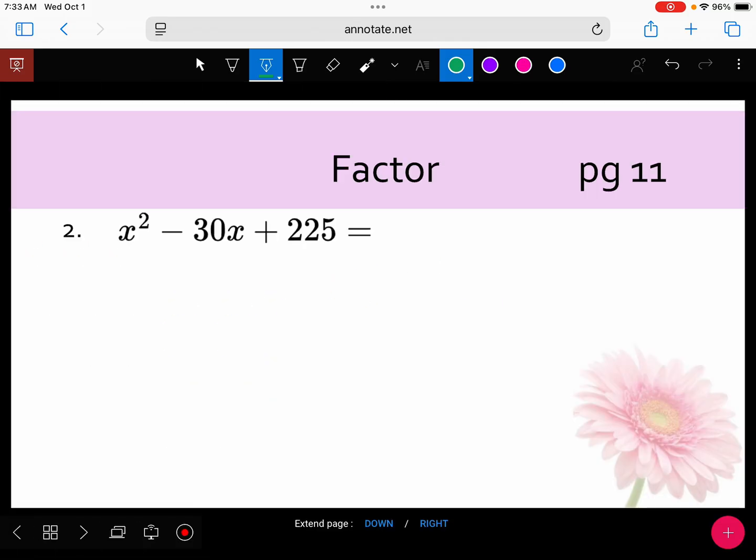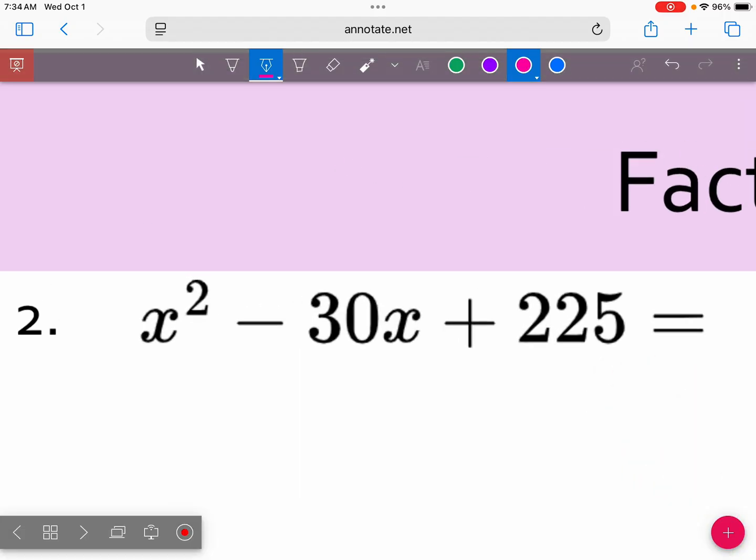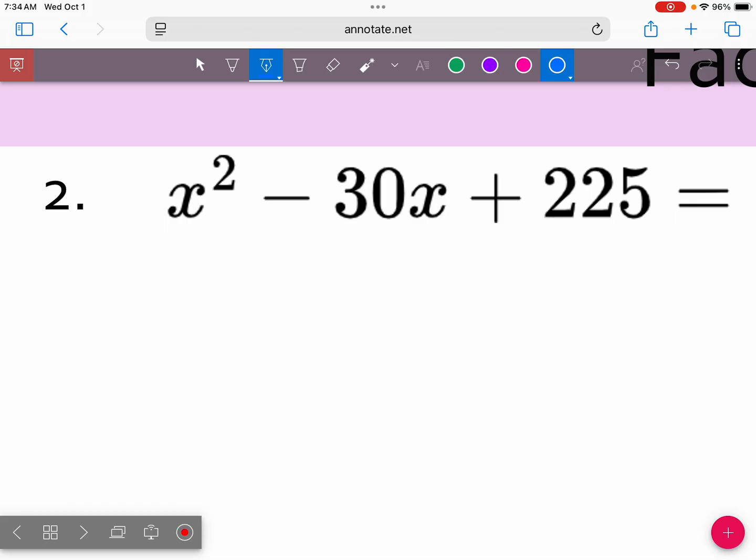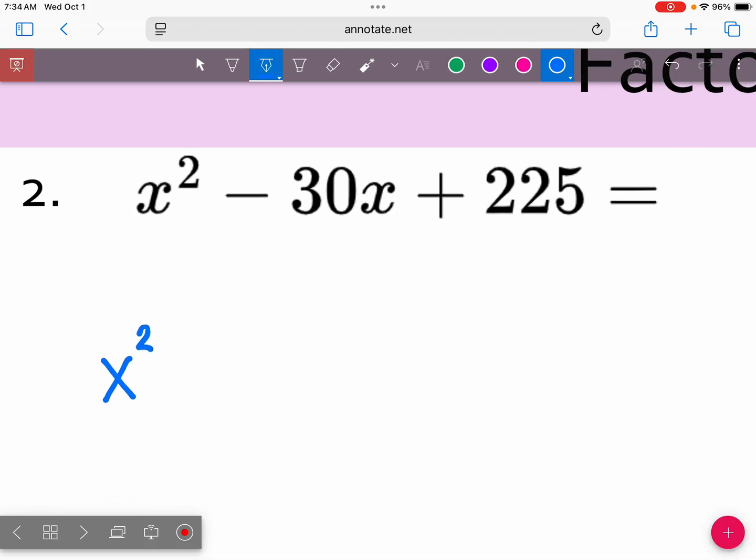Okay. Let's look at number 2. Again, we're just trying to factor these. So if we spot it, great. If we don't spot it, it's totally fine to go another direction. I do see that we've got our x squared out in front. Is 225 a perfect square? I was going to say, it is. It's just not one we typically work with all that much.